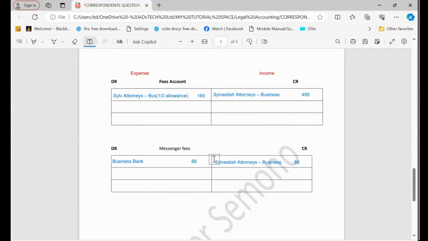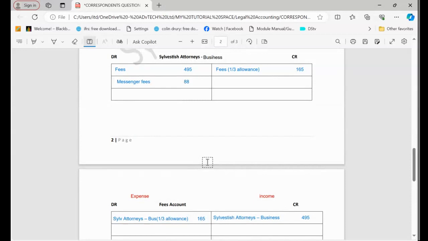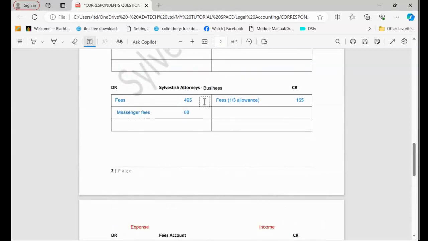When we balance the books, I'm not going to balance the membership, the messenger fees and the fees account. I'm just going to come here and focus on Sylvester's attorney as our client. I think you remember very well when it comes to this kind of information. When you go and close off especially the business one, you have to check which side is the biggest. If you check, the biggest side is this one, which is going to be 495 plus 88, which is going to be 583. Can you see now? 583 is the biggest side.